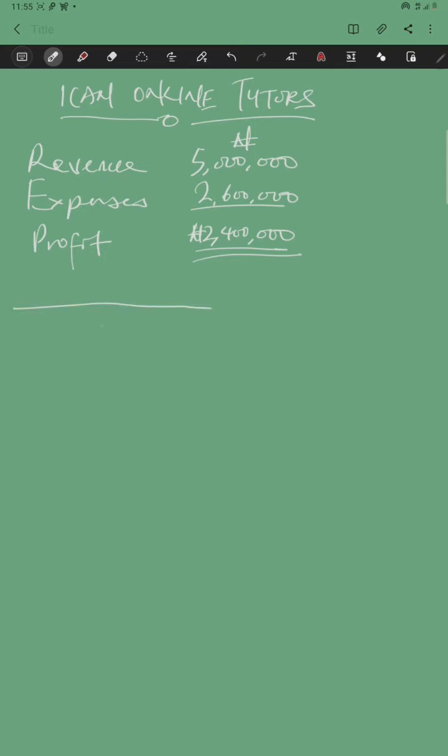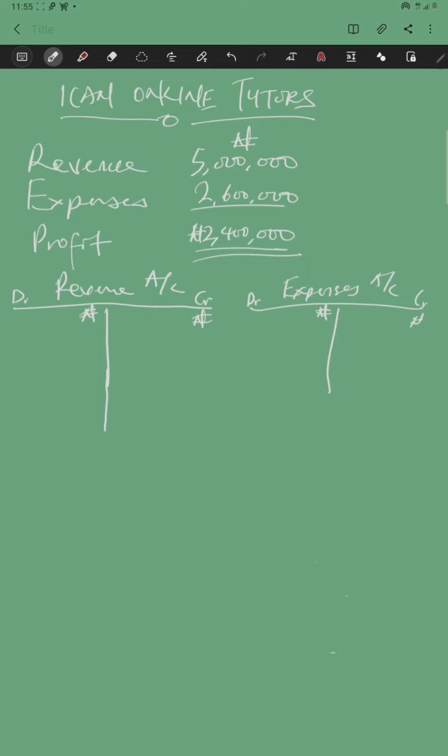Now I'm going to open an account for both of them. This is my revenue account, and this will be my expenses account. Debit, credit, same here. Don't mind my handwriting, just manage it. So our revenue here stands as 5 million, while our expenses here stands as 2.6 million. So revenue stays on the credit side and expenses on the debit side.